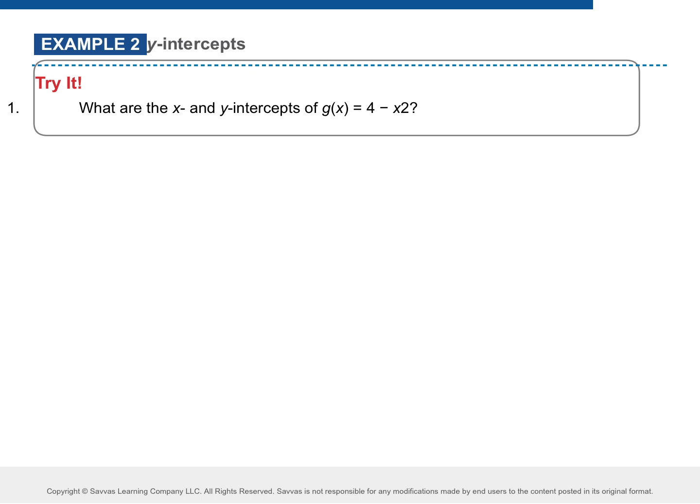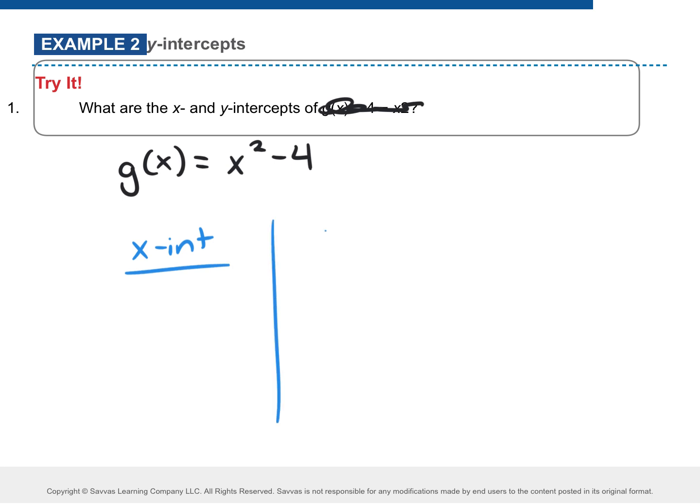And I want you to rewrite it because they didn't give you a very nice one. So rewrite it as g of x equals x squared minus 4. Write that there instead on example 2. G of x equals x squared minus 4. Okay. So again, we're looking for x and y intercepts. I'm going to ask you this. Do you see a y up there? No. Is it hidden anywhere?